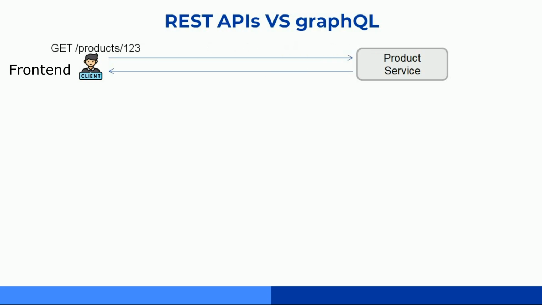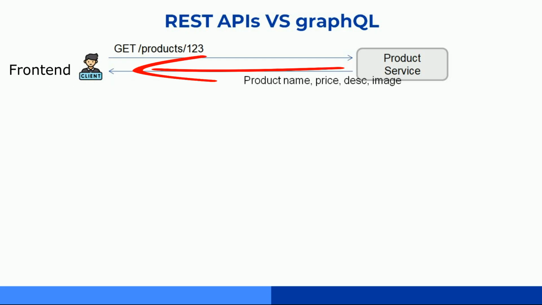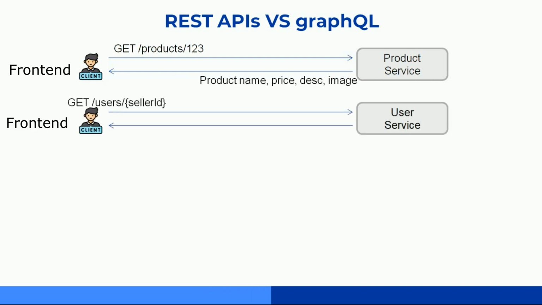Let's say the request URL is /products/123, and it gets back details like the product name, price, description, and image. Next, the front end also has to show who the seller is. So it makes another request, this time to the user service. Again, let's say the request URL is /users/sellerID. And here we get the seller's name and rating.